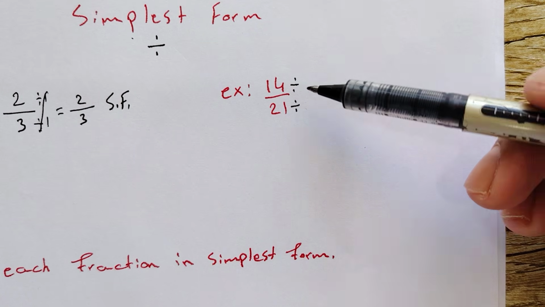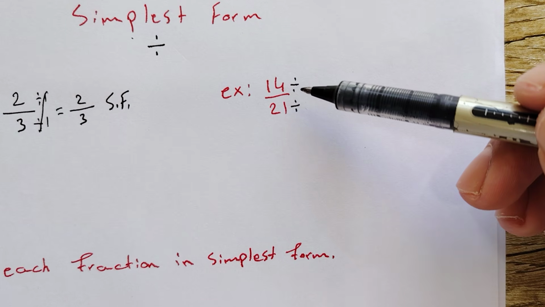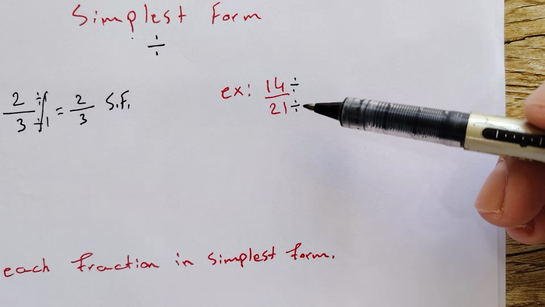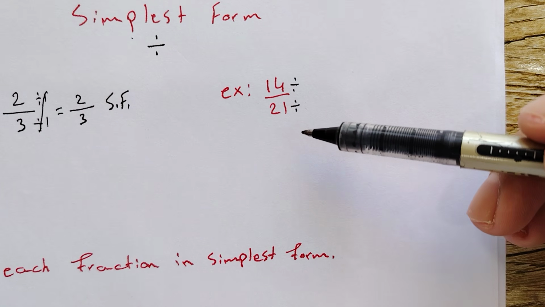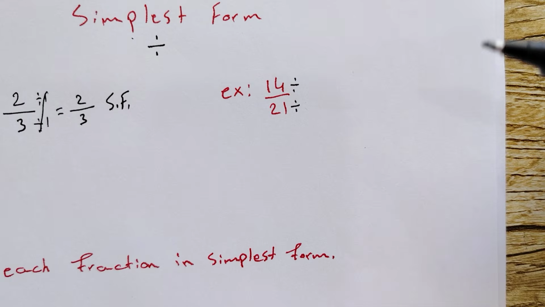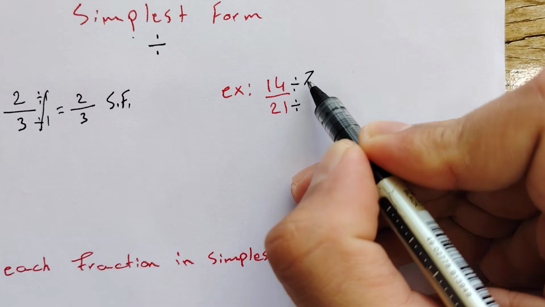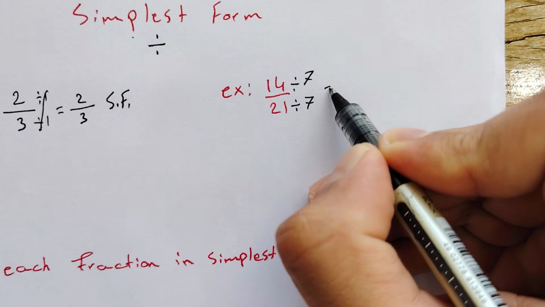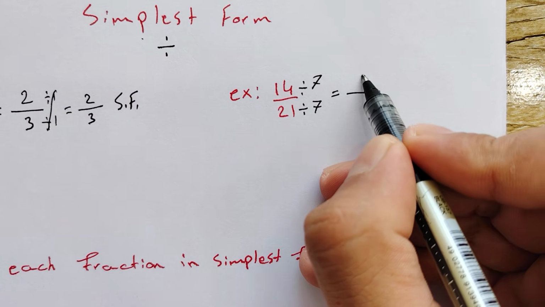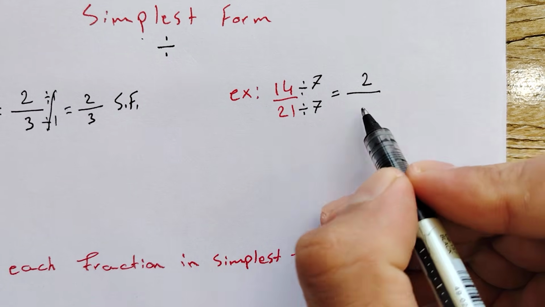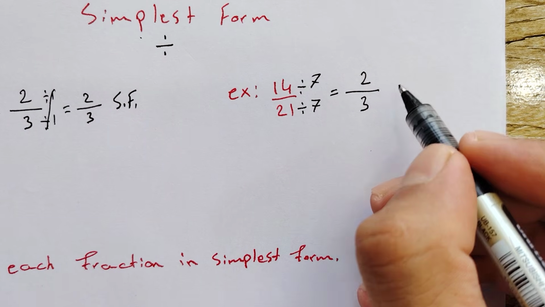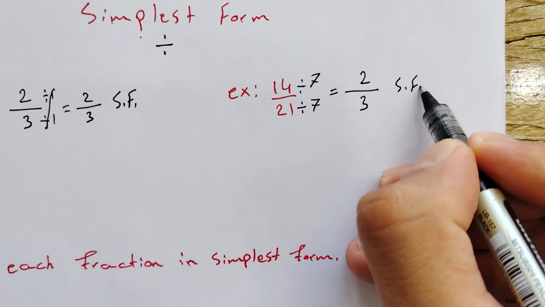And the last, we check 7. Do I have any multiplication of 7 that's equal to 14? Yes. 7 times 2. Then, do I have any multiplication of 7 that's equal to 21? Yes, 7 times 3. So I'm going to divide them by 7. Now, it will be 14 divided by 7, which is 2. 21 divided by 7, which is 3. And we already know 2 over 3 is in the simplest form.